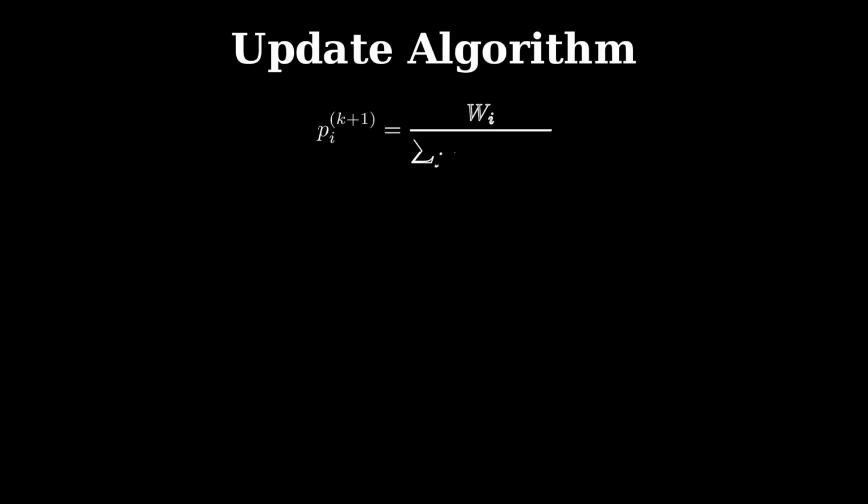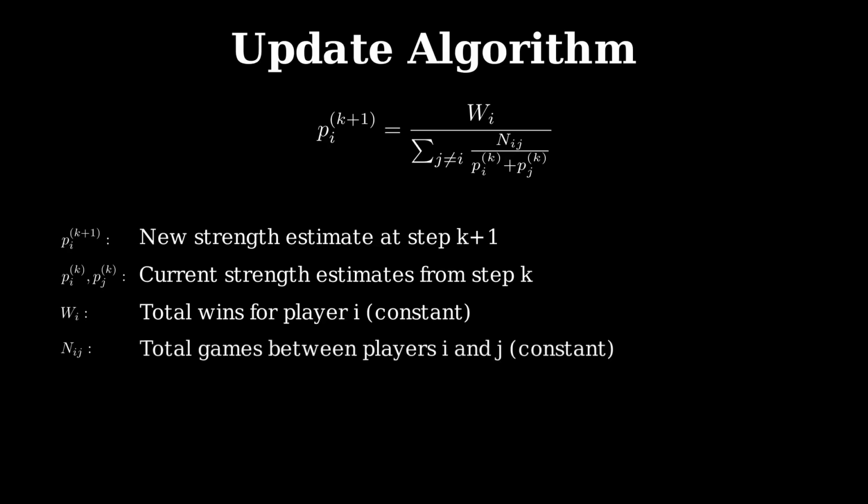In my opinion, the most elegant thing about the Bradley-Terry model is its update algorithm. p_i to the power k plus 1 is the new improved strength estimate for player i that we are calculating. The k plus 1 just means at step k plus 1. p_i to the power k and p_j to the power k are the current strength estimates from our previous step k.